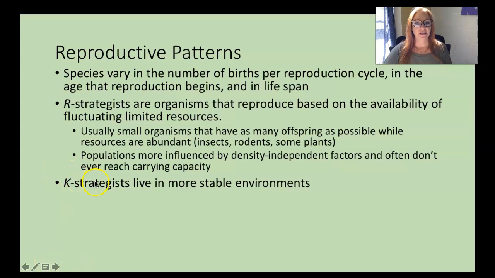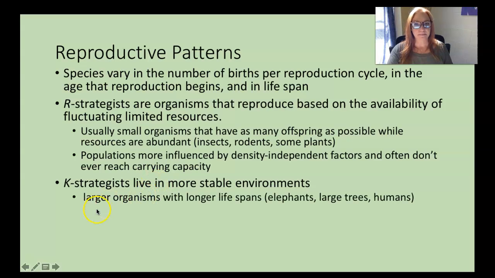So K strategists are the ones that either live in more stable environments, or they are better able to tolerate changes in their environment, and they just don't reproduce during those times, but they weather them just fine. They live in more stable environments or are better, more adaptable. Wow, here we go. Fravel's fine. These are generally larger organisms with longer lifespans. So think of any big animal, right? Elephants, humans, we are K strategists. Dogs generally, and then also some larger trees.